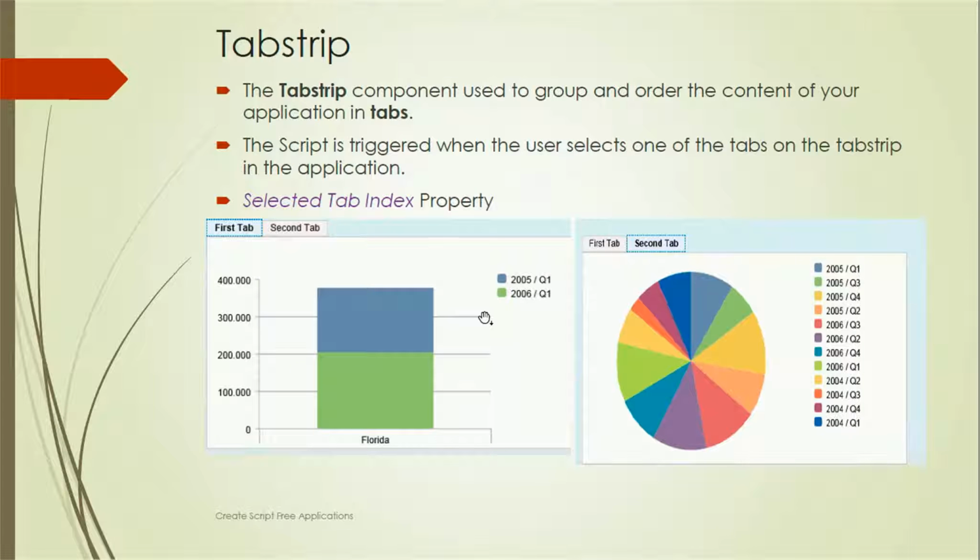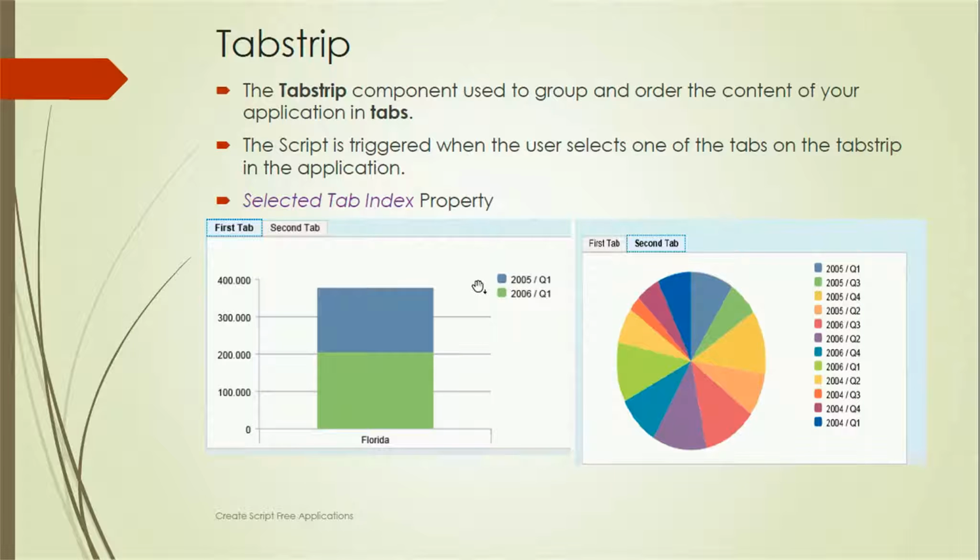Coming to the next container component, Tabstrip. Tabstrip is used to group and order the content of your application in tabs. The script is triggered when the user selects one of the tabs in the Tabstrip in the application. If you see, this is one of the applications, with a first tab and a second tab. On the first tab there is one graph, a chart, and in the second tab there is a pie chart. So we can have multiple tabs in an analysis application, and in each tab we can create different charts or cross tabs or grids. We can also create different scorecards in the tabs.